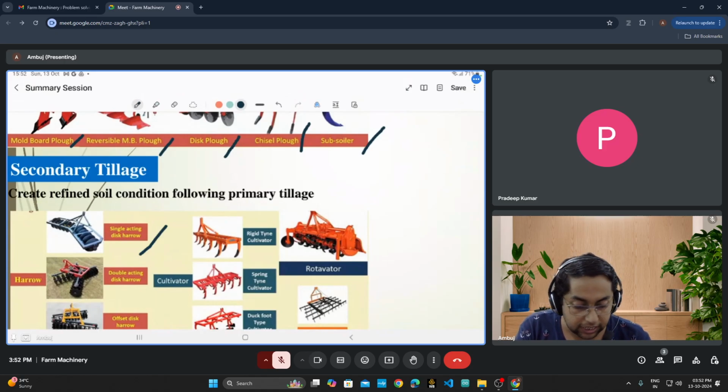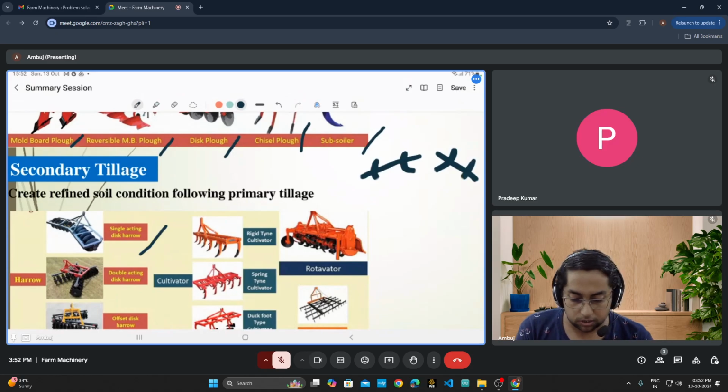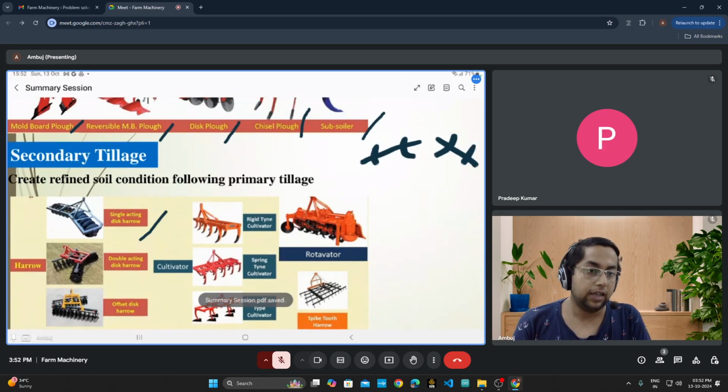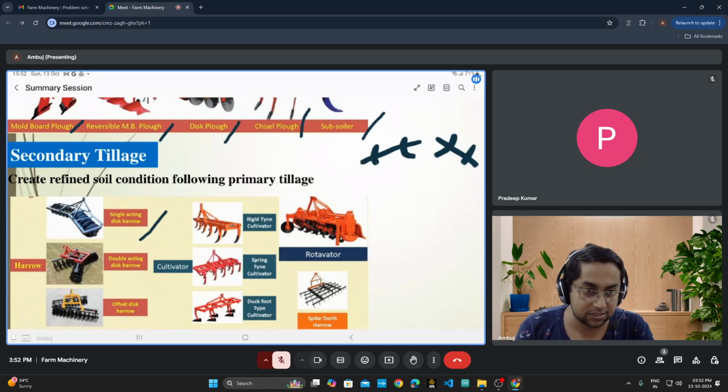This you can write, as well as you can make a figure of a single acting disc harrow like this. This is particularly very useful in your descriptive questions. That is why in this summary session I am showing you all of the equipment at a glance, so that you can visualize and in the examination you don't face any problems.